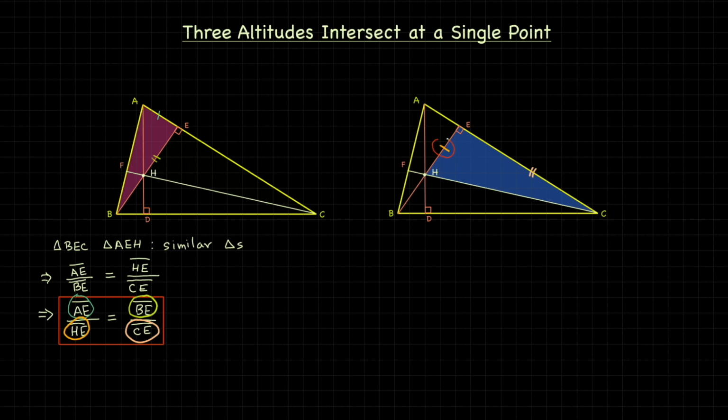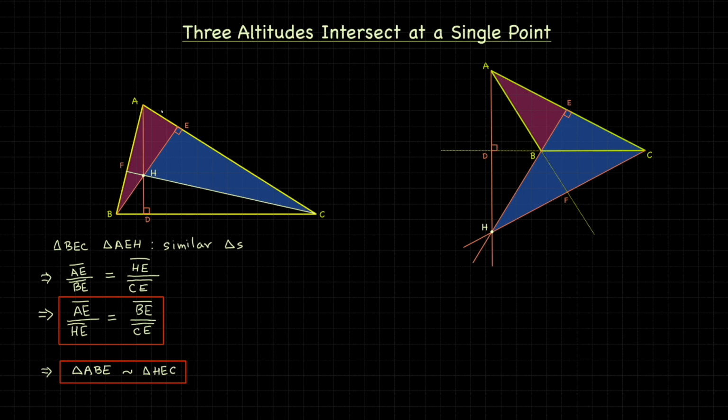Again, both triangles are right angle triangles. The two smaller sides correspond to each other and their ratios are equal. AE divided by HE is equal to BE divided by CE. So we can say that triangle ABE is similar to triangle HEC. Now going back to the original picture, triangle ABE is similar to triangle HEC. Since side AE corresponds to side HE, angle ABE is equal to angle HCE. Both are marked in white.